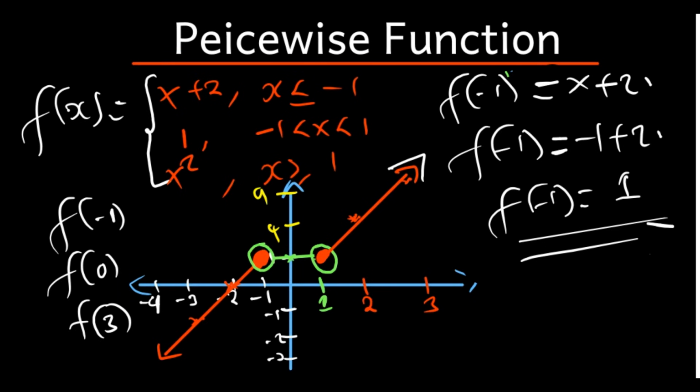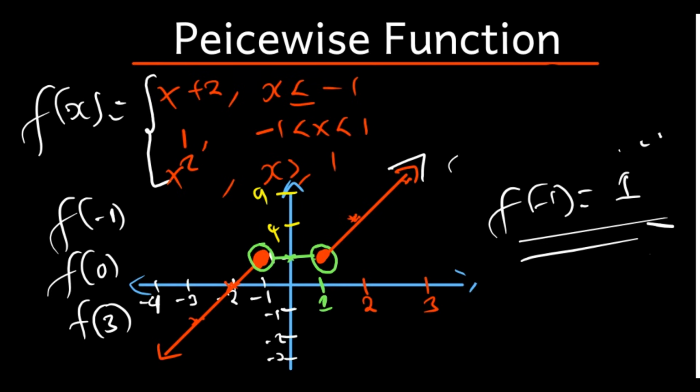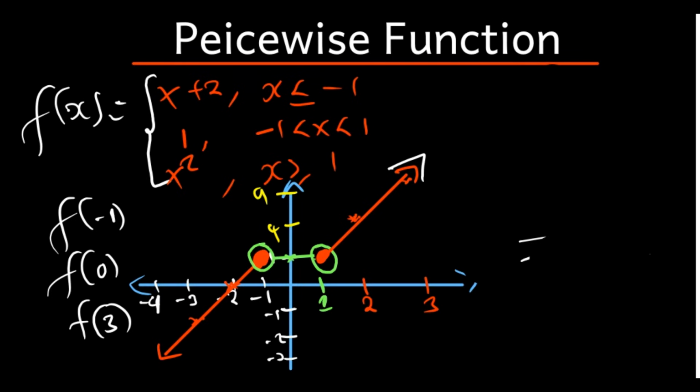Now let's also find the second one. The second one is saying find f of 0. So we're going to choose the equation which tells us x is 0. Okay, which equation is that? The first equation says that x is less than or equal to -1, meaning the numbers from -1 all the way to negative infinity. 0 is not included there, so we can't get equation 1.